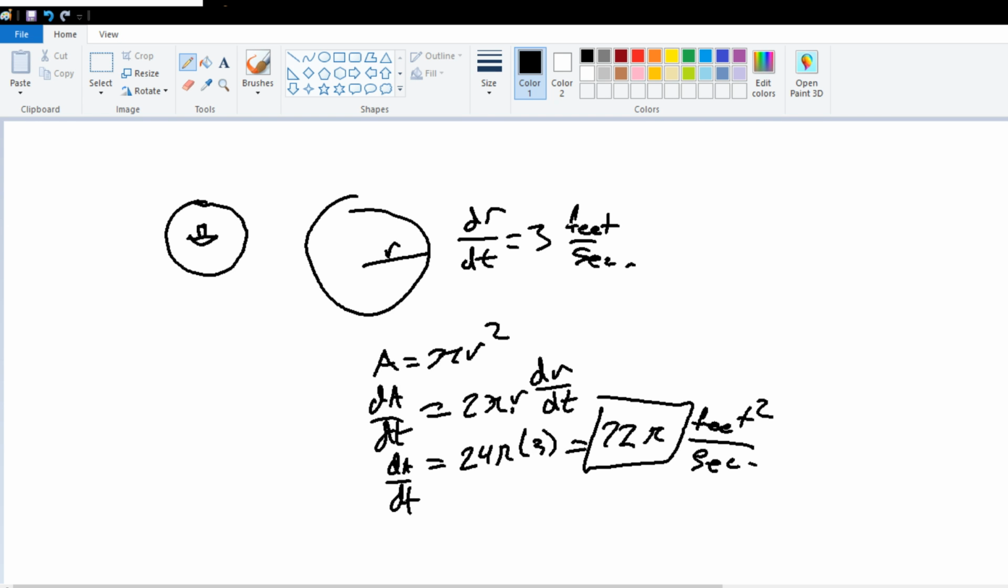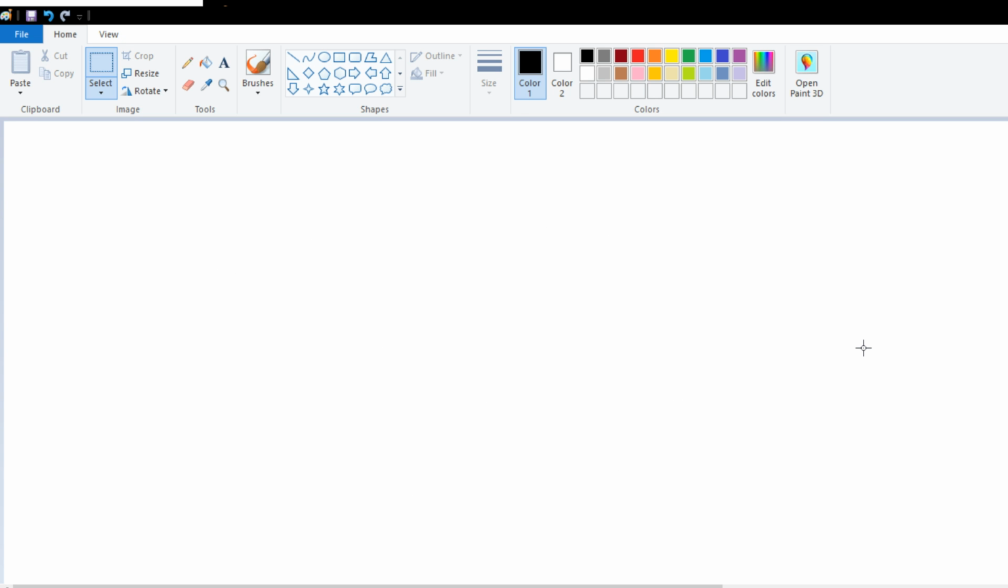Ooh, last problem. Okay, so with this one, we have a ladder. Here we have a 10-foot ladder whose base is 6 feet from the wall. So this side is 6, this side is 10. We want to figure out what is the rate of change of this angle here.